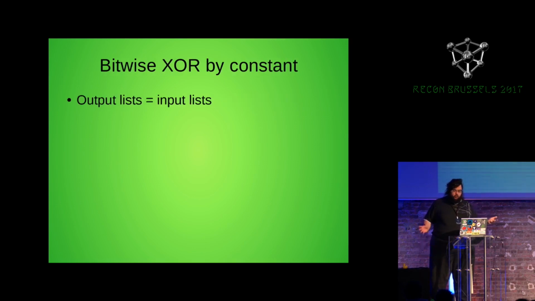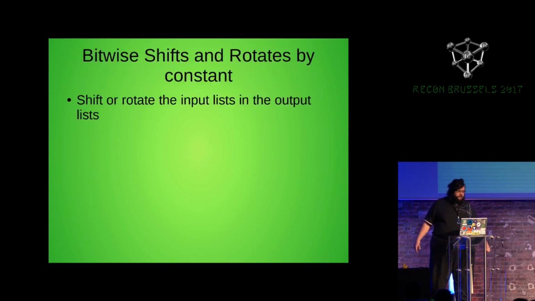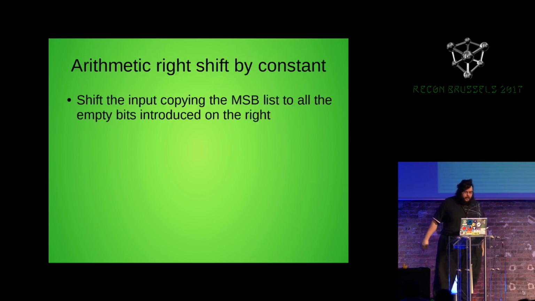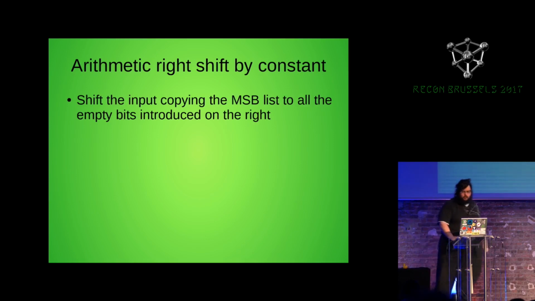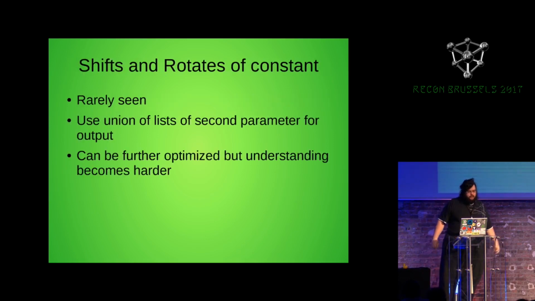Bitwise XOR, we just copy the lists, ignoring the constant. Bitwise shifts and rotates, basically we just need to shift or rotate the inputs, which makes things a lot easier compared to our other approach. Arithmetic right shifts, we just have to move to the right and then copy the most significant bit contributor list to every single position that we have moved. Shifts and rotates by a non-constant amount are a lot harder, so for now we will just use the union of all inputs for the second parameter.